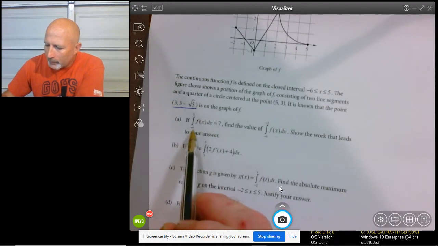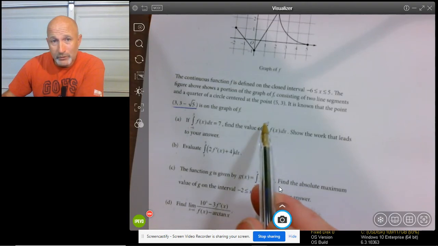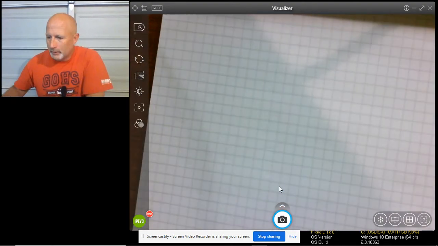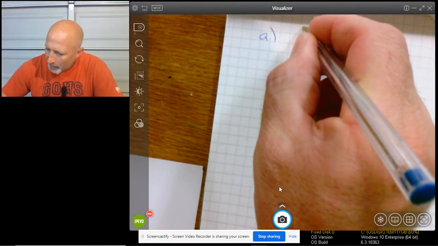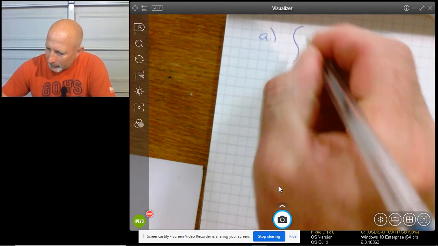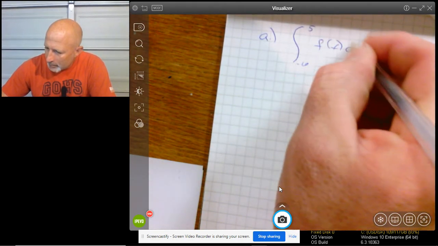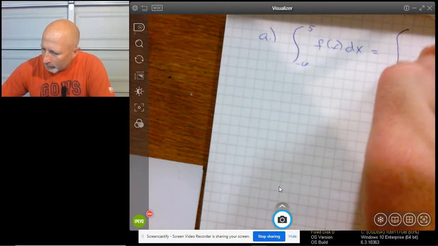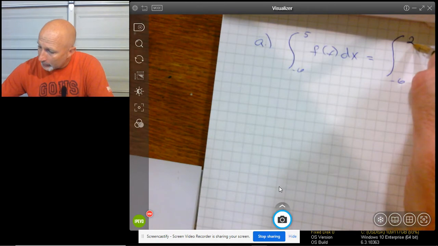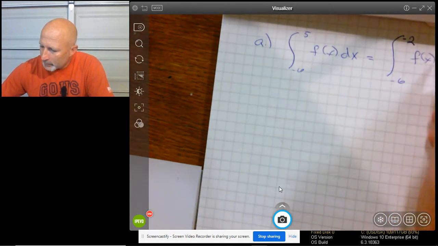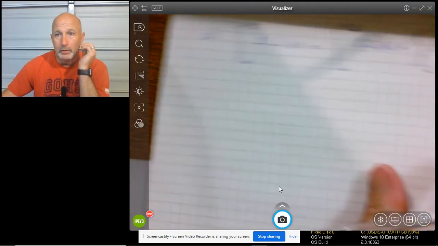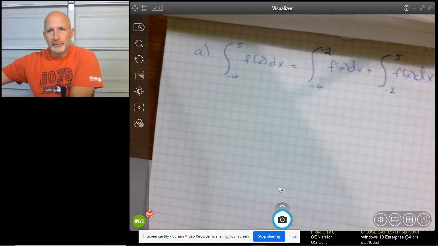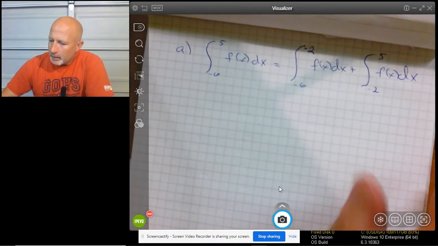So notice here we're going all the way from -6 to 5, and this is only from -6 to -2. So we can break this apart into different pieces, okay? So I'm going to come to this other side so you can see this a little bit better. So you have the integral from -6 to 5 of f of x dx is equal to the integral from -6 to -2, because that's what's given, of f of x dx plus the integral from -2 to 5 of f of x dx. Okay, just simply breaking it apart into 2 pieces. Okay, and I know that this is 7.